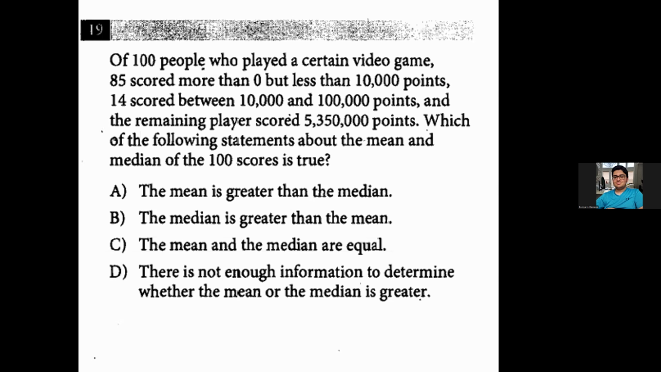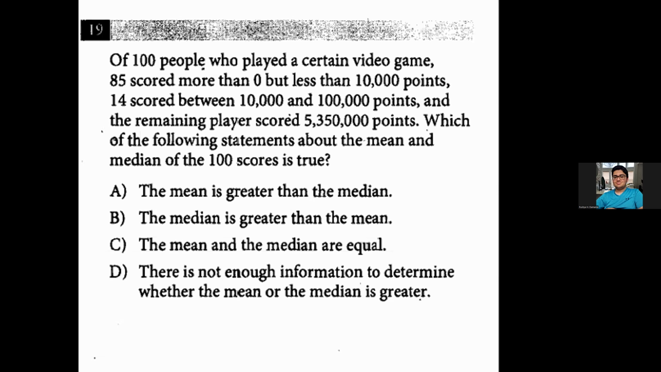So this is about 5,350,000. And we're told that 85, essentially 85%, because there's 100 people, so 85% scored between 0 and 1,000. So on this scale, that would be like this tiny bit right here. And this is 85% of the data.